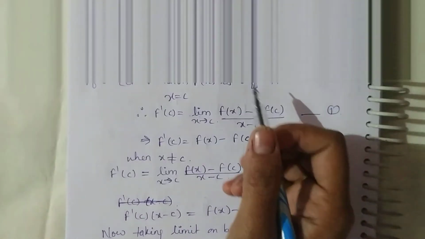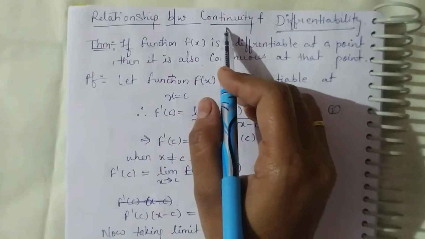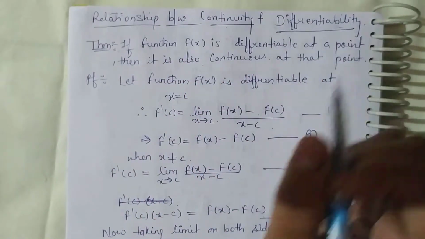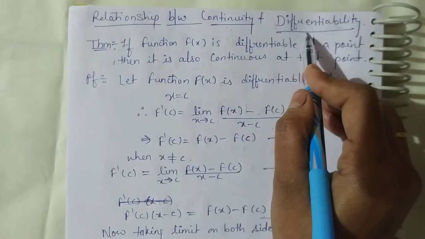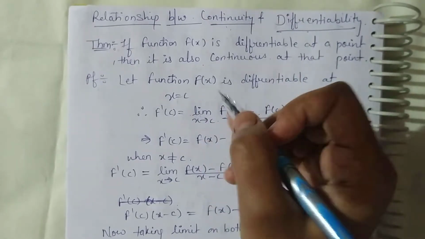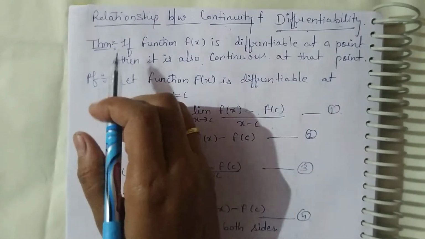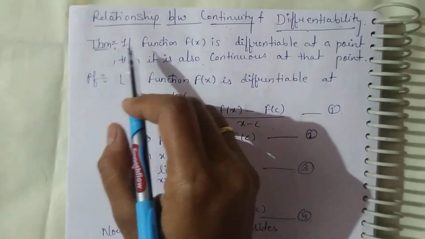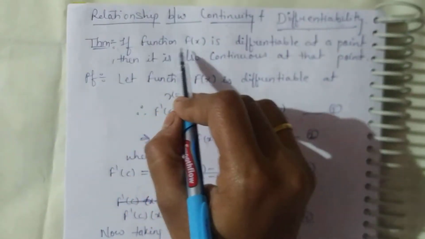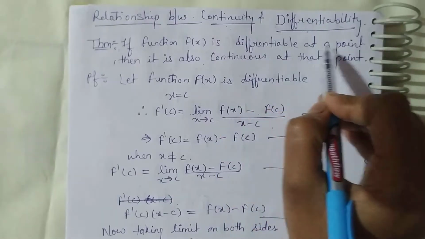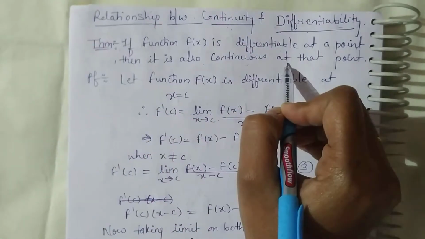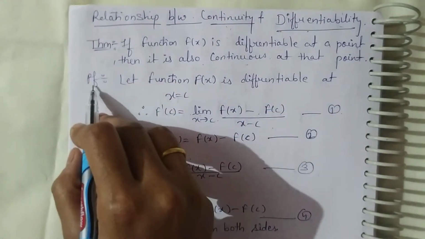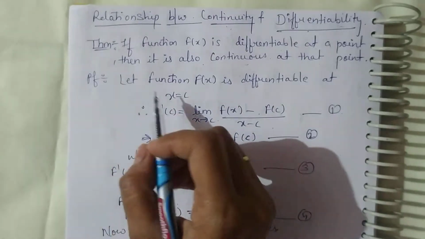Today we are going to study the relationship between continuity and differentiability. Continuity and differentiability we have studied in our earlier videos. Now let's come to the theorem. If a function f of x is differentiable at a point, then it is also continuous at that point. Let's come to the proof of the theorem.